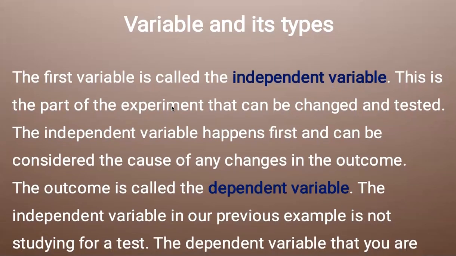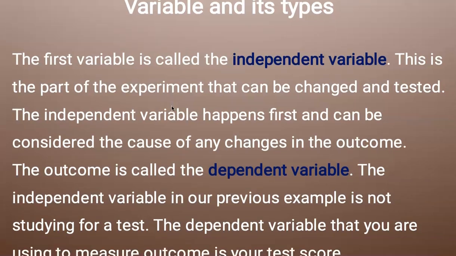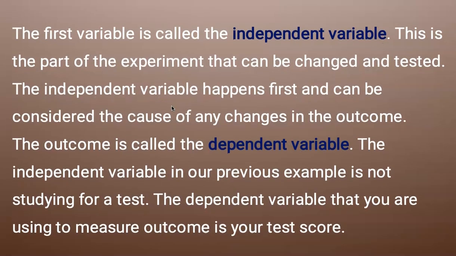Variables and its types. The first variable is called the independent variable. This is the part of the experiment that can be changed and tested. The independent variable happens first and can be considered the cause of any changes in the outcome. The outcome is called the dependent variable. The independent variable in our previous example is studying for a test. The dependent variable that you are using to measure the outcome is the test score or exam results.